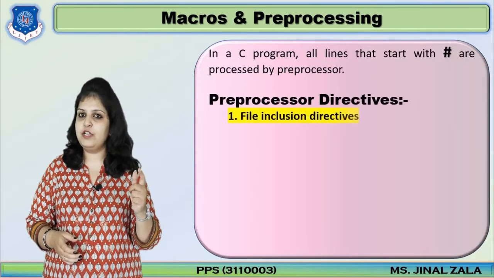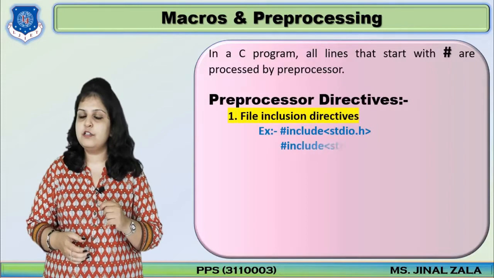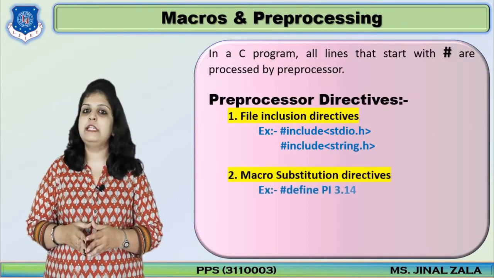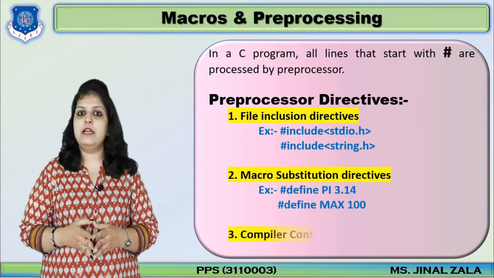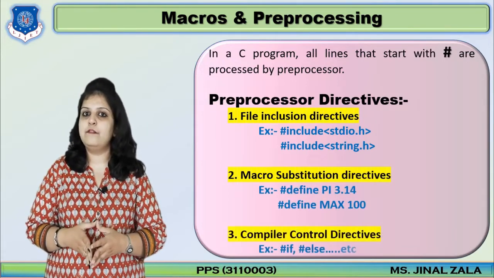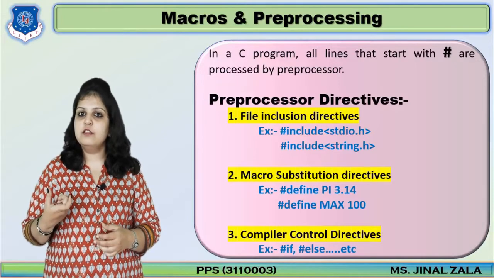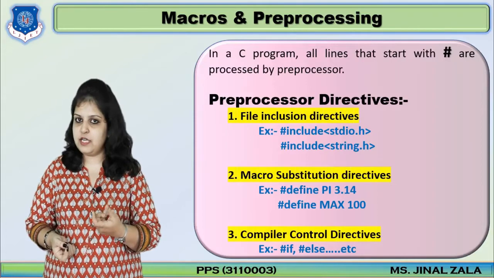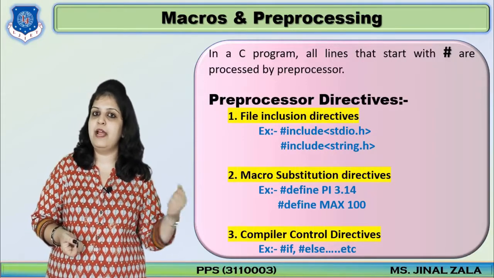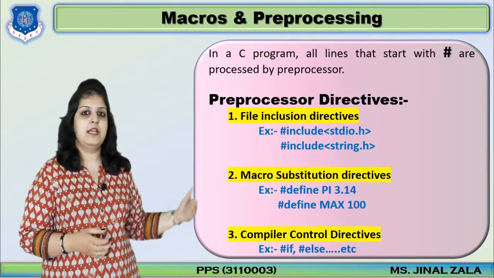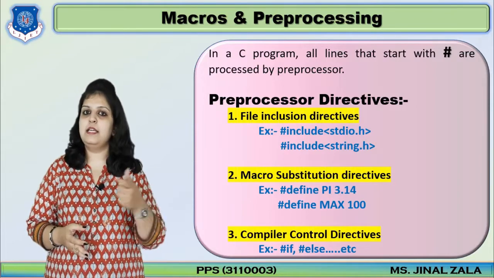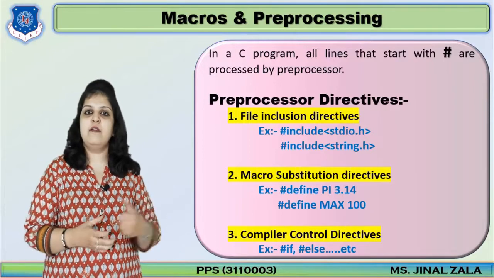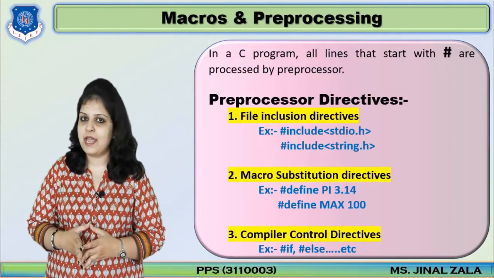There are three types of preprocessing directives available. First is the file inclusion directive, second is the macro substitution directive, and third is the compiler control directive. File inclusion directives we already know. We can include the file, our header file, using the hashtag symbol. So what is the syntax for file inclusion? First write the hashtag, then include, and in brackets you have to write the header file. Here you can see the example: hash include stdio.h, hash include string.h. In this way we can use file inclusion directives.